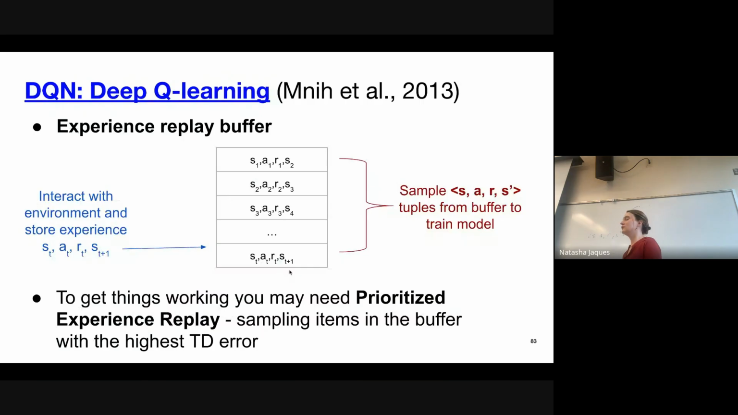Another fancy trick you can do is prioritized experience replay: sampling items in the buffer with the highest TD error. Why might I want to do that? These are the most informative examples, exactly. Think back to our sparse reward learning problem with the baby wiggling around and moving his leg when he's trying to move his arm. How often is he actually experiencing a reward of hearing that bell?